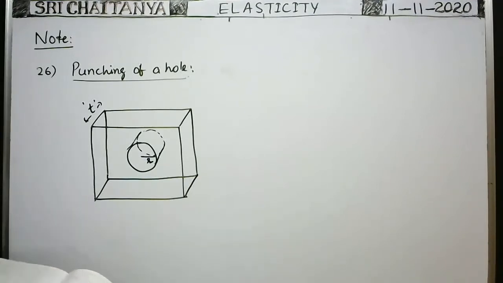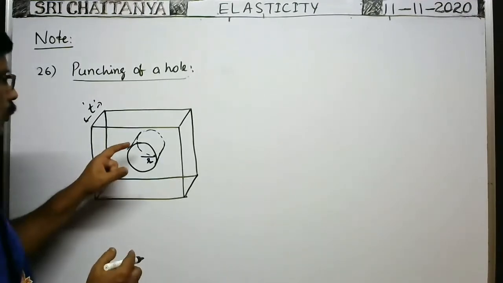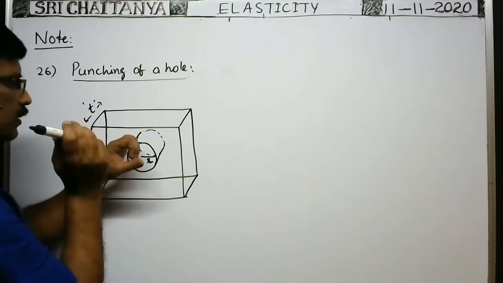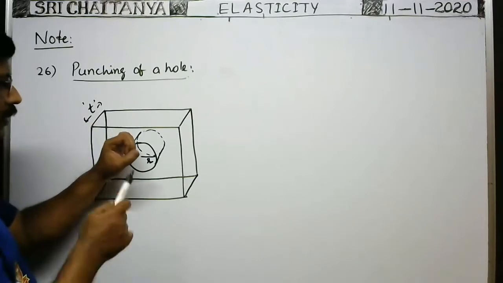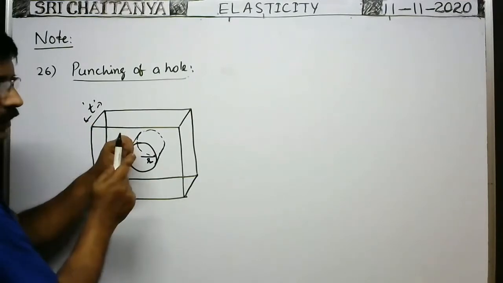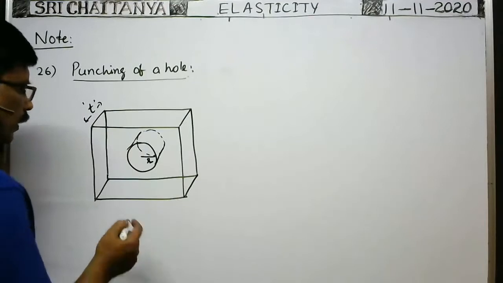Rigidity modulus is given. In order to punch the hole, with what force is it required to punch the hole? That is the question they asked. With what force should the hammering take place? By keeping the instrument here, with what force do we have to hammer the instrument to punch a hole?